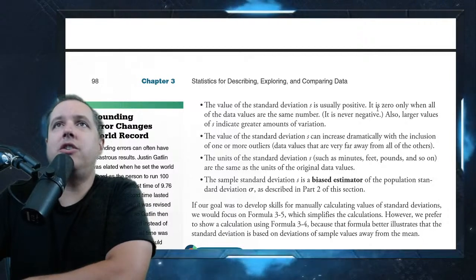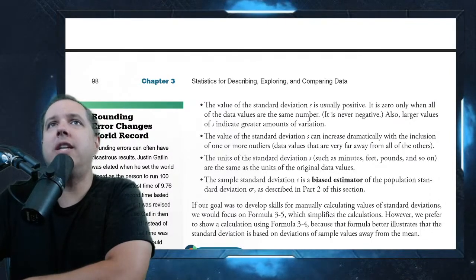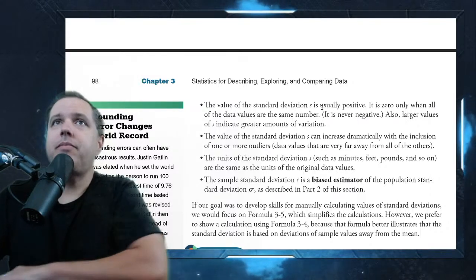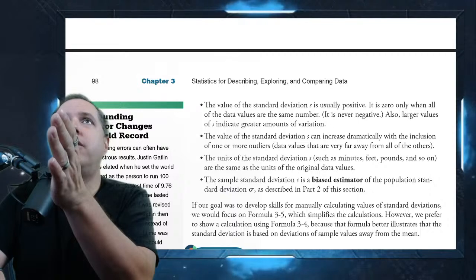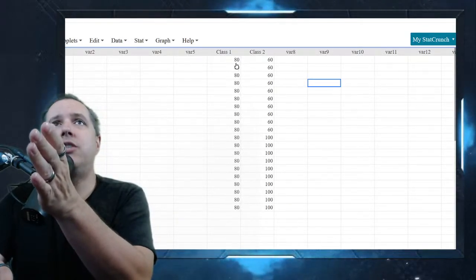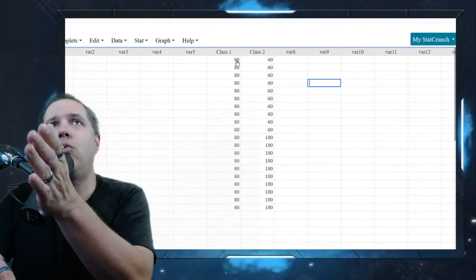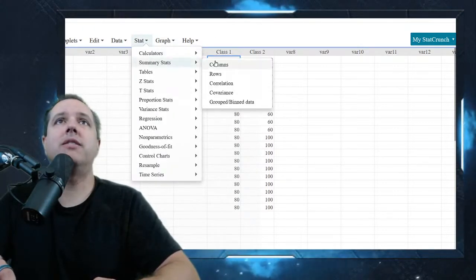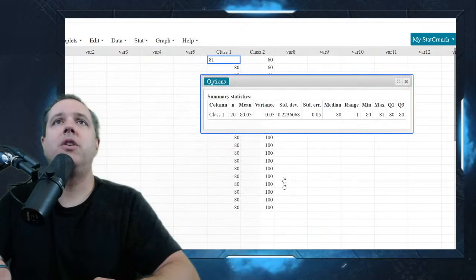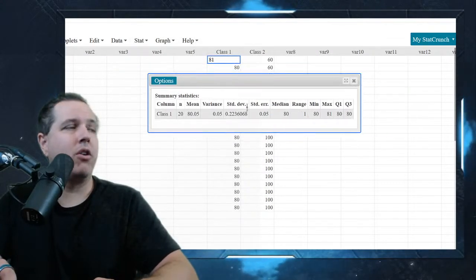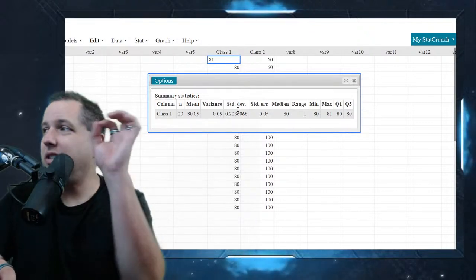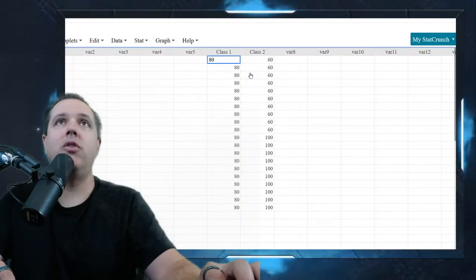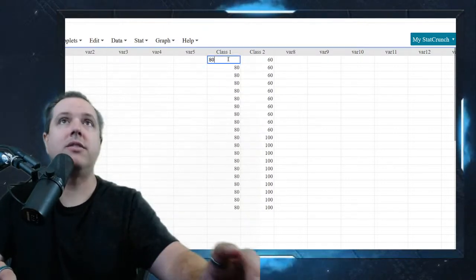The value of the standard deviation is usually positive. It is 0 only when all the data values are the same number. So notice that, and it's never negative. So notice that when we did our problem here, when did we get 0 standard deviation? That's when every single data point was the same. If I changed even one of these to be an 81, let's make this one an 81. And then I go and look at summary stats, columns, class 1, compute. Notice that standard deviation is not 0 anymore, right? It's small, but there's a little bit of deviation between those points now. So the only time you get a standard deviation of 0 is when all of your points are identical.